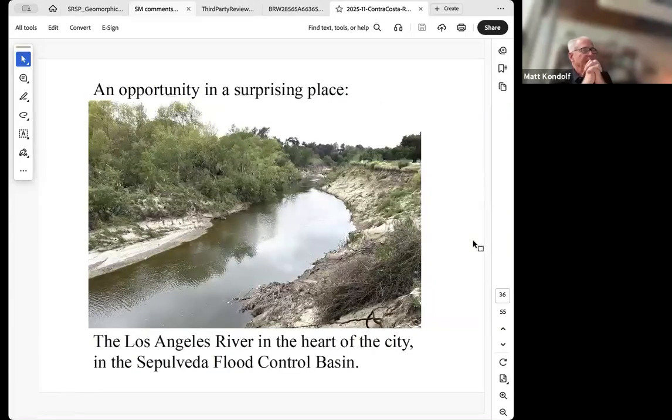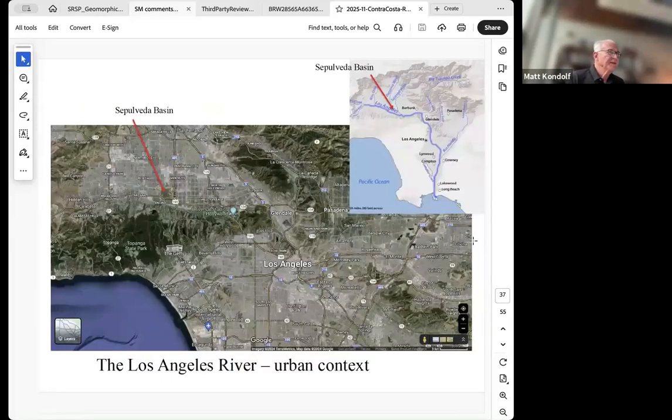Now, have a look at this place. This is an opportunity in an urban area, but it's not what you would expect. If you were just parachuted in here, you might think you were in Utah or something, but in fact, you're in the heart of Los Angeles, in the Sepulveda flood control basin. So here's Sepulveda Basin, right in the heart of San Fernando Valley.